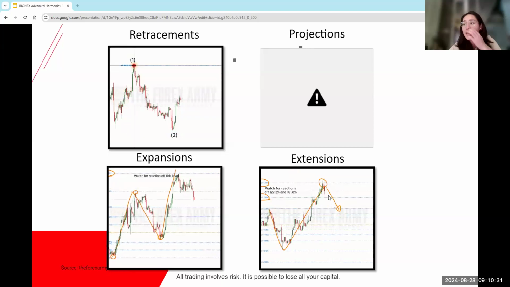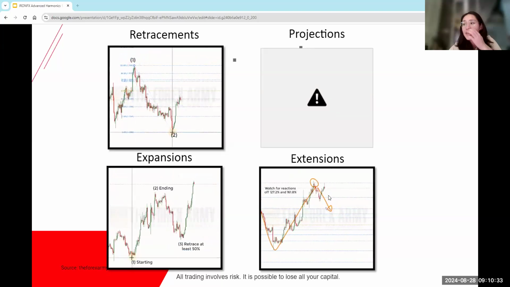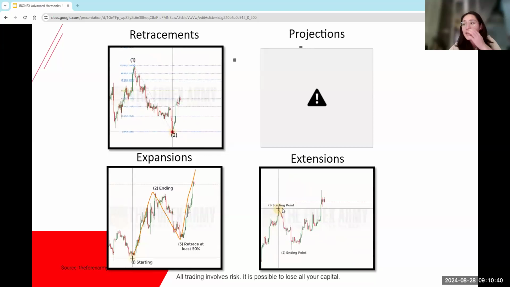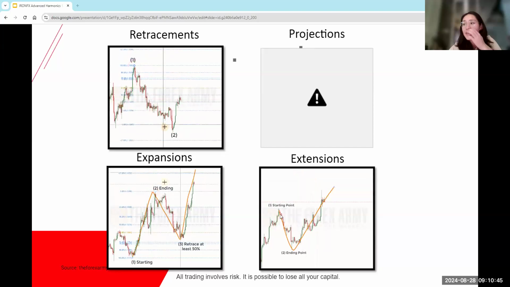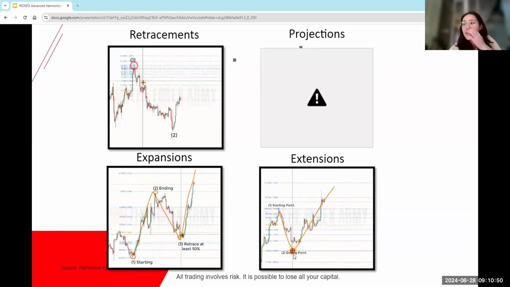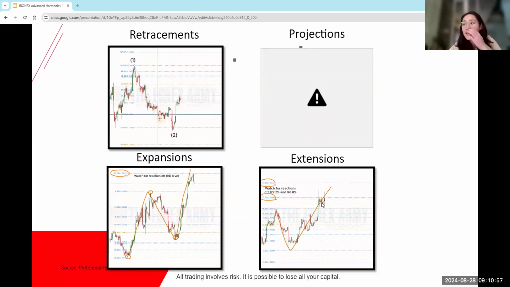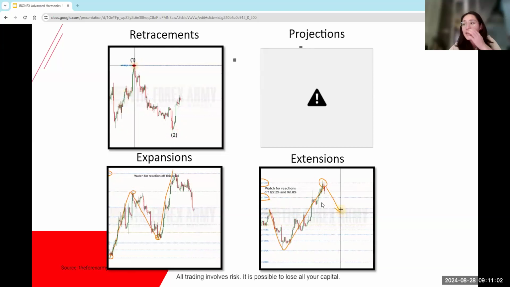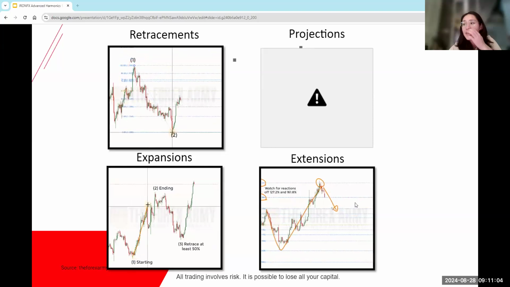As for extensions, we are looking for reactions off of the levels that are greater than 100%, so 127 and 161. And for extensions, we are looking for this check-mark kind of shape. So you can see our starting point, ending point here for our trend line. Once price has fully surpassed that 100% starting point, then you can go in and use this technique. We're basically watching for reactions off of the 127 and 161 for this technique here.